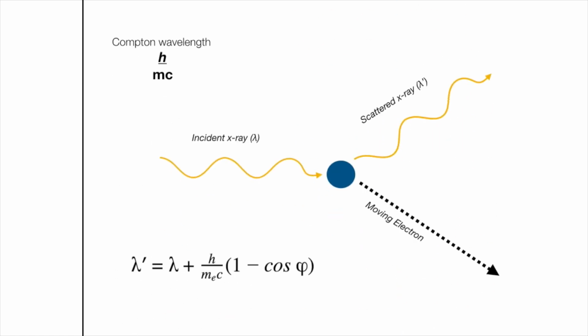By the diagram above, the incident X-ray, as defined by lambda, collides with a stationary electron. The X-ray becomes scattered and is defined by lambda prime. It is scattered to an angle with respect to the horizontal axis. Energy from the X-ray is transferred to the stationary electron, causing the electron to move by a Compton wavelength. It is defined by the following formula.